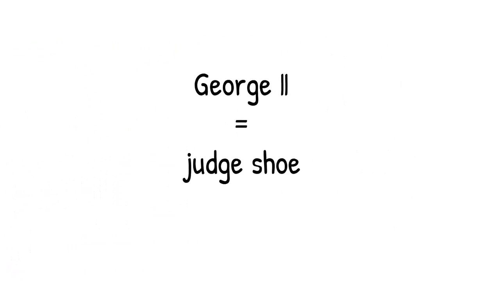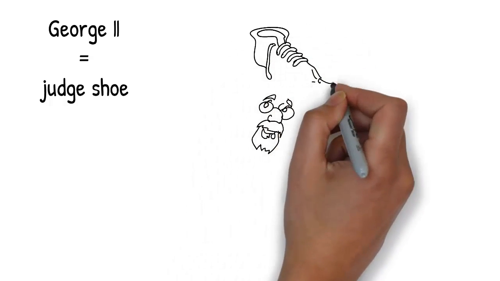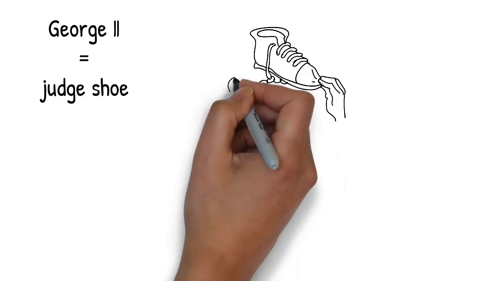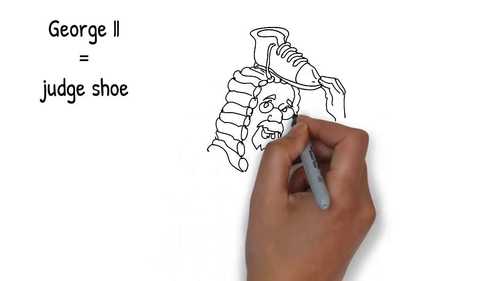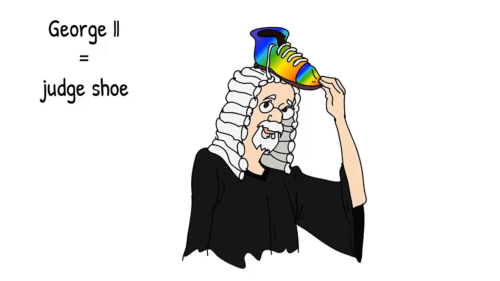After George I was George II. II sounds like shoe. So let's visualize the judge pulls off one of his shoes and places it on his head. The shoe is all the colors of the rainbow, very bright. Kind of a weird thing to do when you're in the presence of the Queen, but at least now when you picture the judge holding a shoe on his head, Judge Shoe, you'll remember George II.